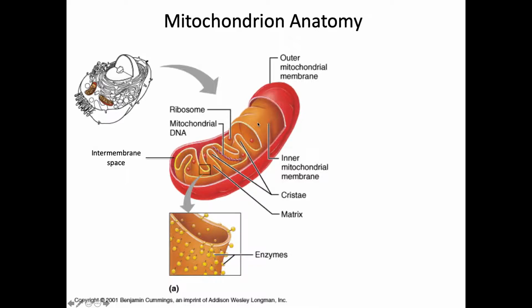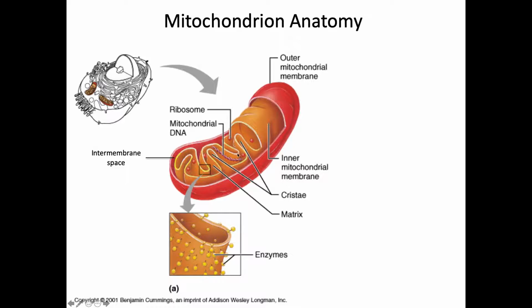And then what happens with this inner membrane is that it has folds. The reason it has folds is to increase the surface area. Okay, so anything in your body that has folds is to increase the surface area. And these folds are called cristae.